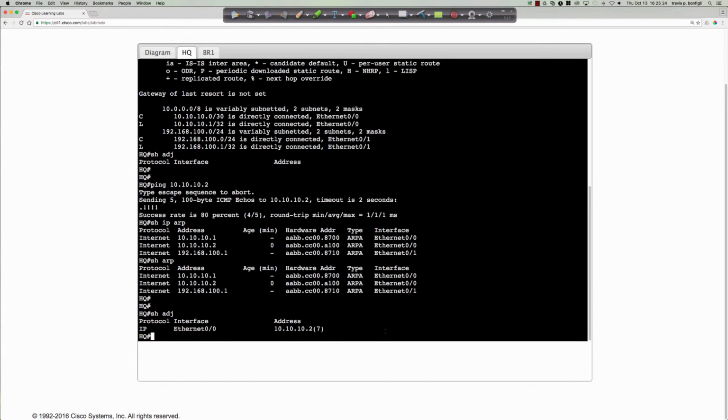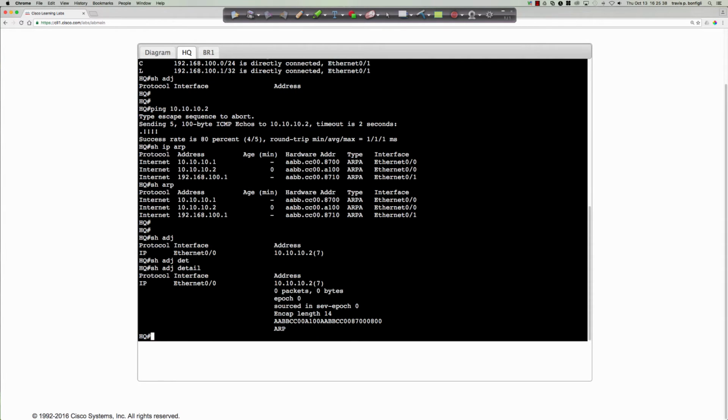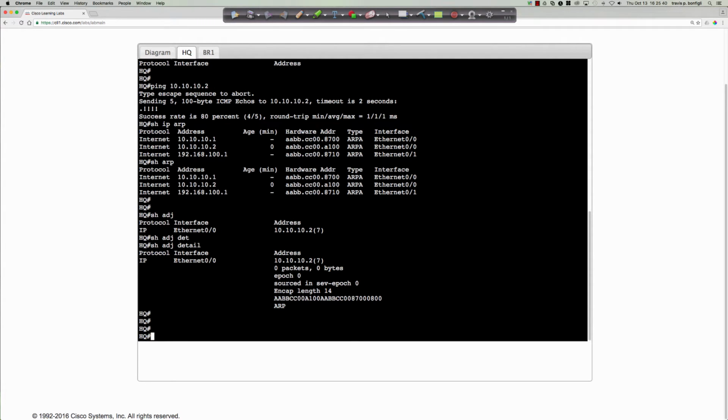But you're probably saying, well, wait a second, you said the adjacency table was going to hold the layer 2 information that I need to forward that packet. And it does. Let's expand this out. I'm going to say show adjacency detail. And here it is. And this is very, very important information.